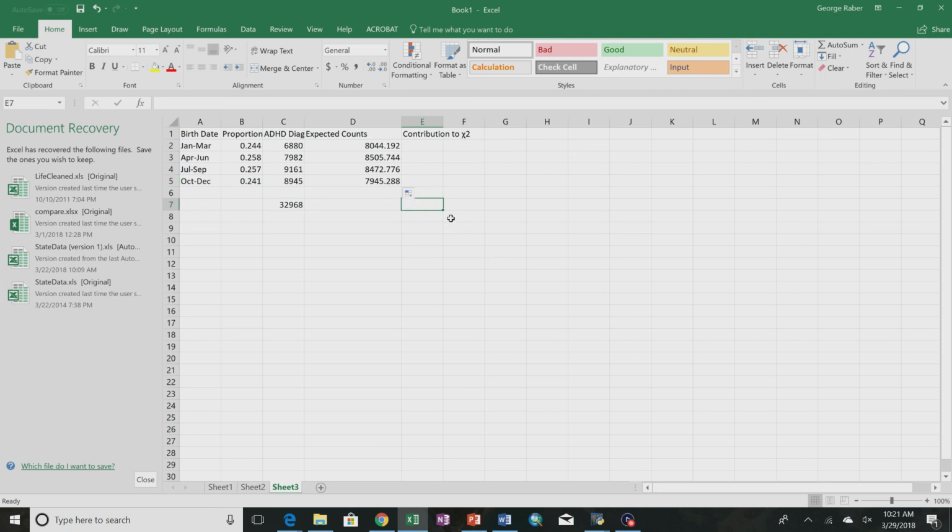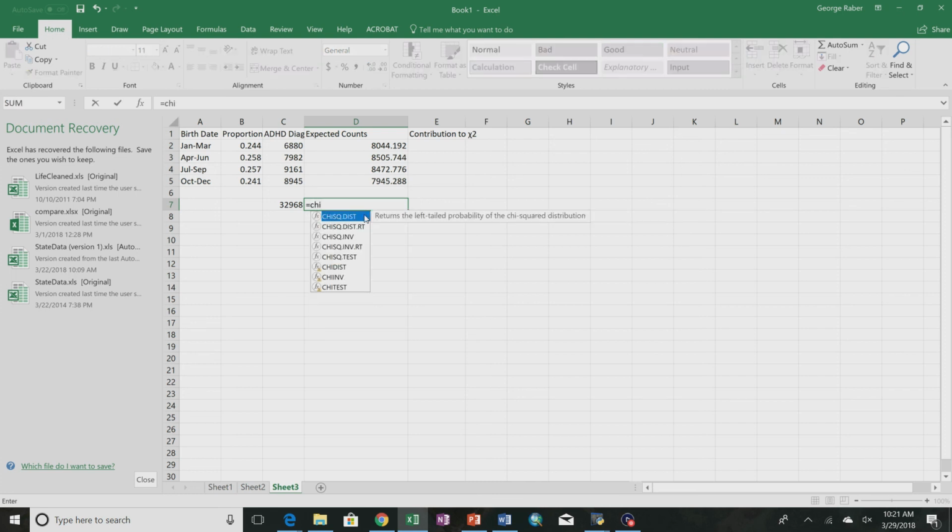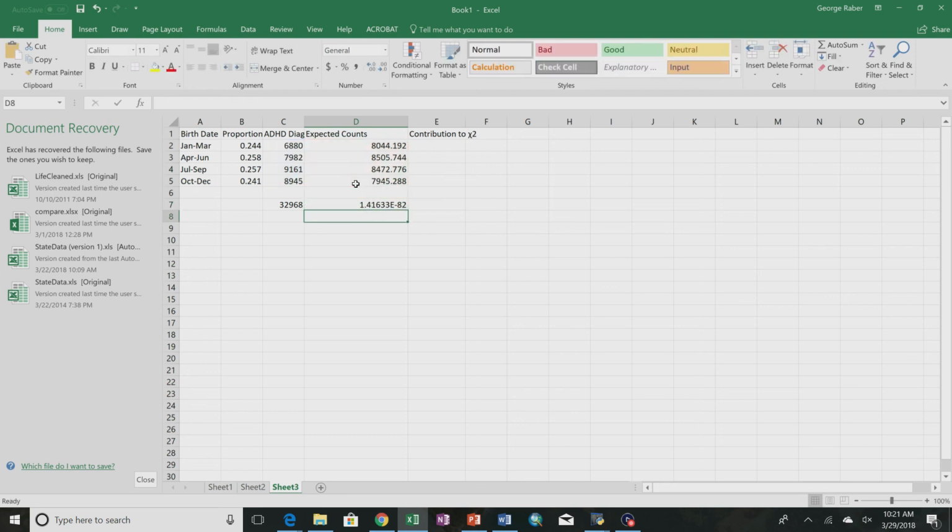So what we could do here is say equals chi-square. Let's just do the chi-square test this time. The ADHD diagnosis and the expected counts, and press enter, and that is the value. Is that really, really big or really, really small? That's really, really, really small.